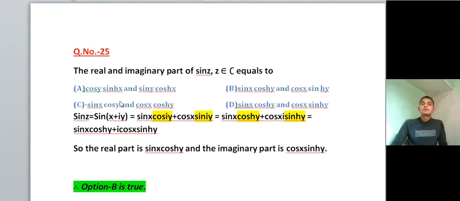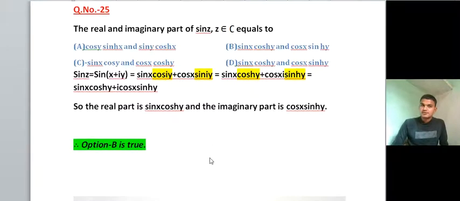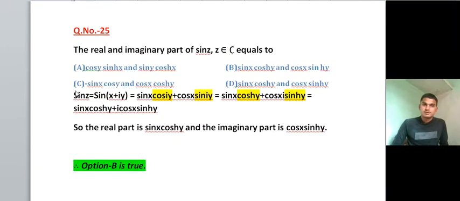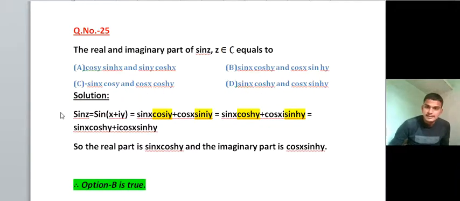Then we will go to question number 25. It is written there, the real and imaginary part of sin z, where z belongs to the set of complex numbers, is equal to dash. Four options are there, so to solve it we will do the solution. sin z is equal to, we can write z is equal to x plus iy, so this is sin(x plus iy), and sin(a plus b) is sin a cos b plus cos a sin b, so sin x cos iy plus cos x sin iy.